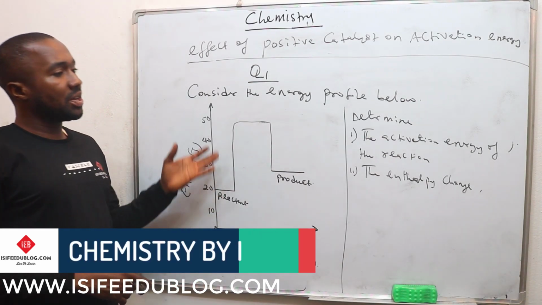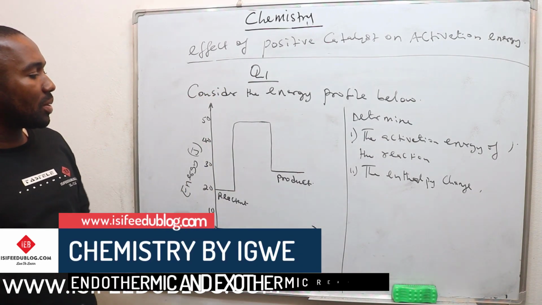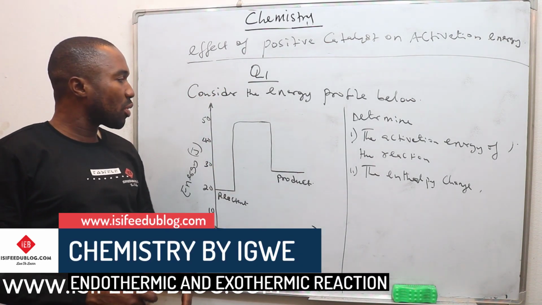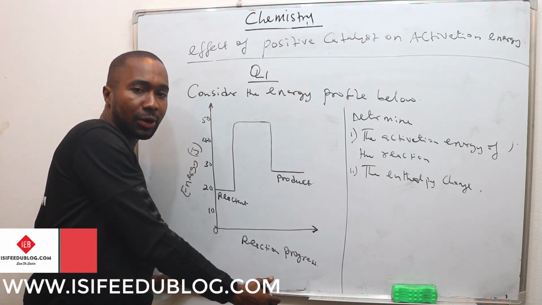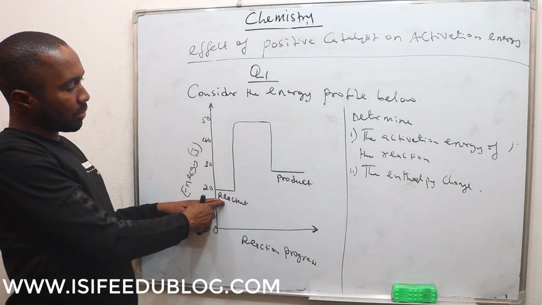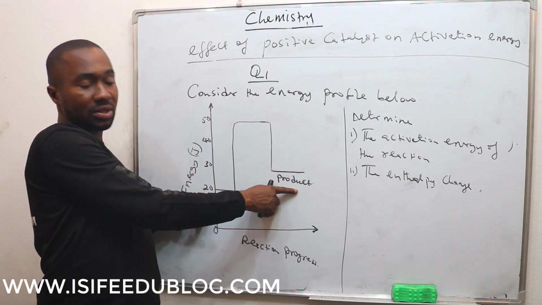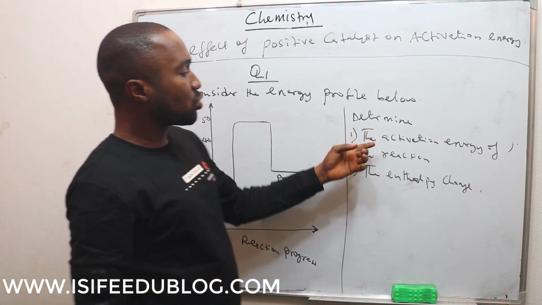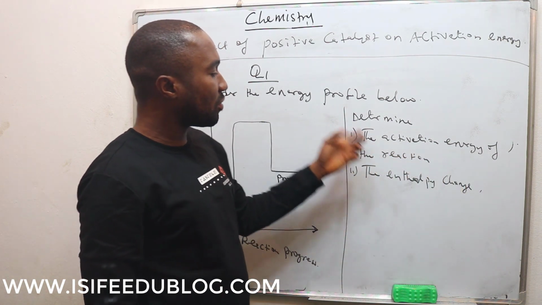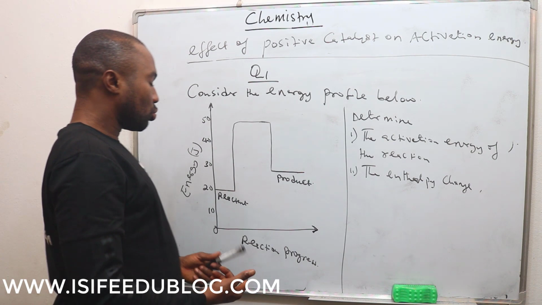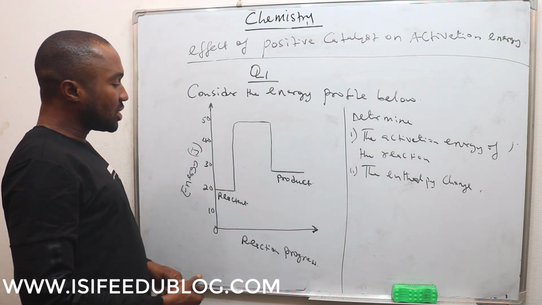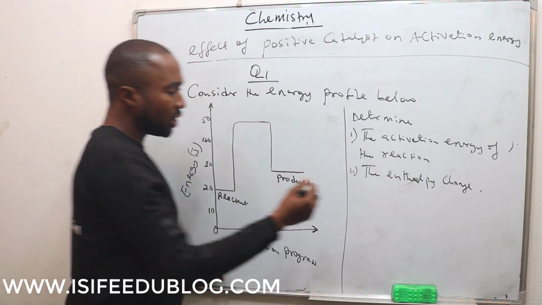So, if you look at this question, we want to solve one problem on the energy profile. Consider the energy profile below, that is this profile here. The reactant started from here and the product is formed at this point. So the question is that we should determine the activation energy of the reaction and again the enthalpy change. To solve this question, activation energy simply means the height of the energy profile.